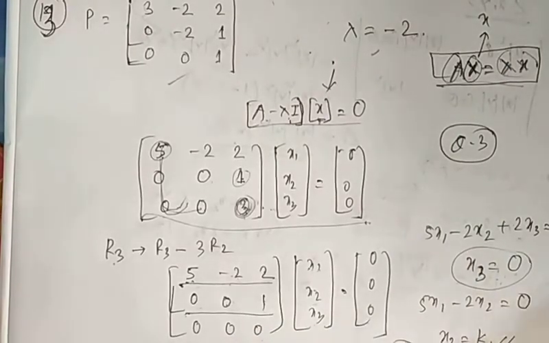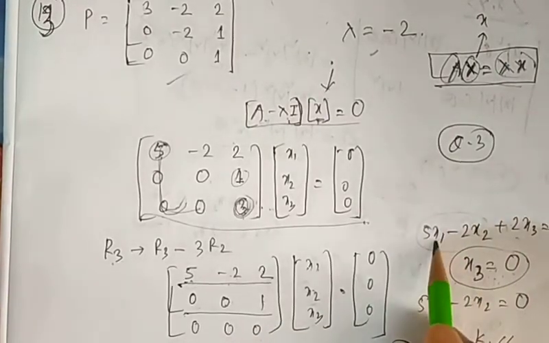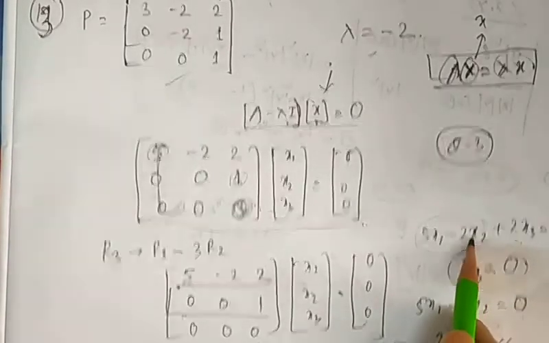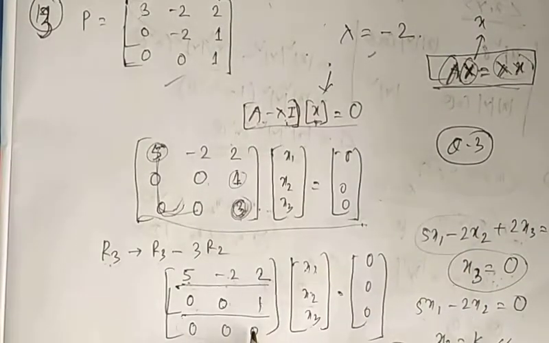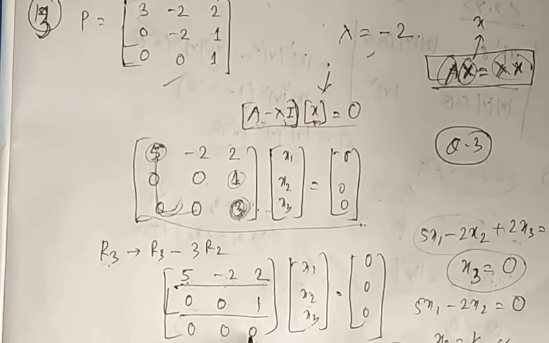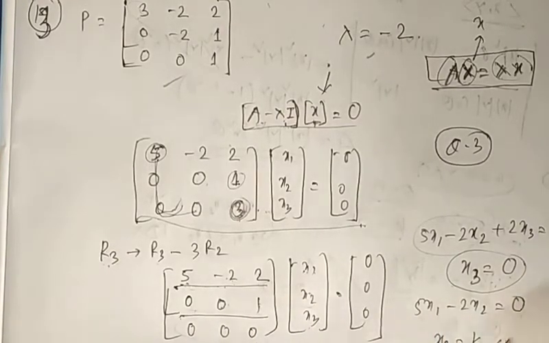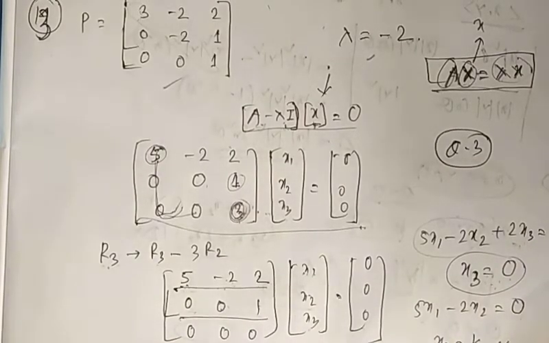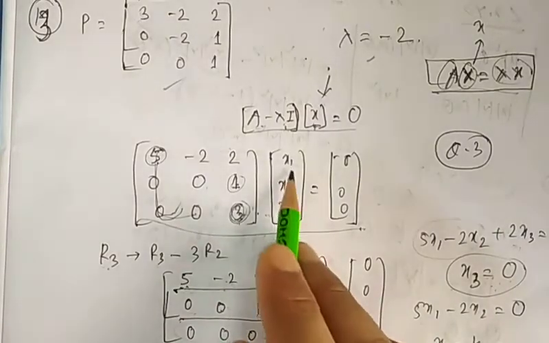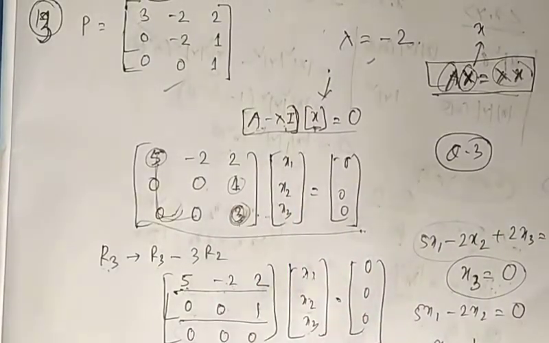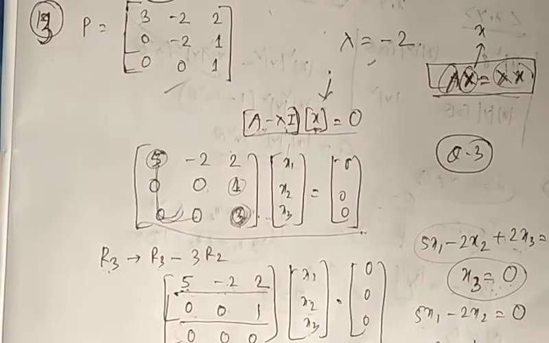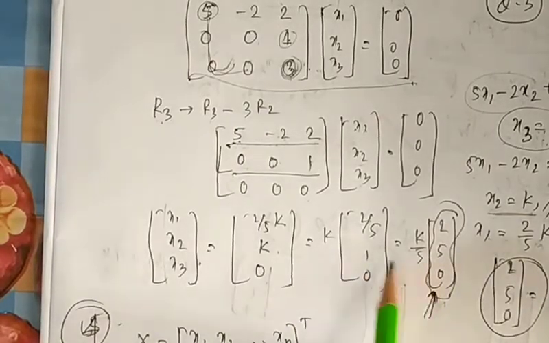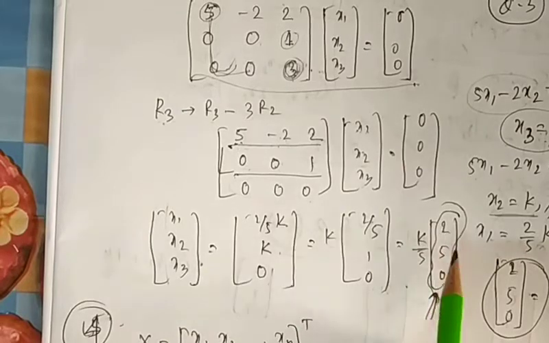For an infinite solution you have to assume something, because you are left with only one equation, 5x1 minus 2x2 equal to 0, since x3 equal to 0. Because the rank is 2, one equation has been nullified, so you have to assume one variable. Let x2 equal k, therefore x1 equals 2 by 5 k. Now your eigenvector x1, x2, x3 is 2 by 5 k, k, 0. If you take k common, it is 2 by 5, 1, 0, and if you take 1 by 5 common, it is 2, 5, 0.